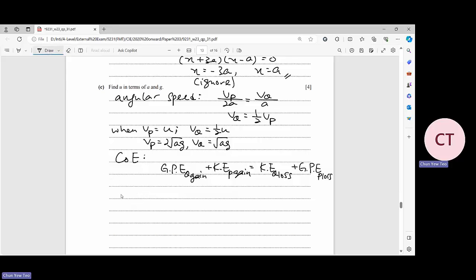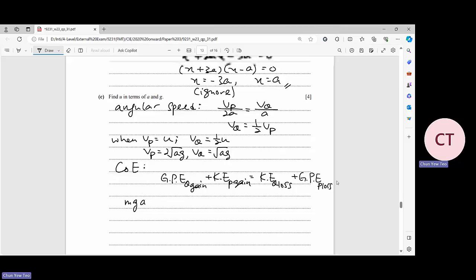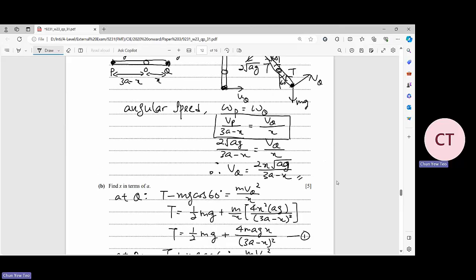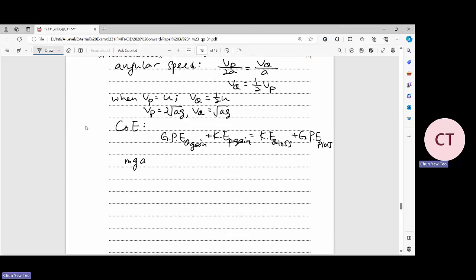What is the GPE of Q? GPE of Q is mgh. The h will be a. You're going for 60 degrees, right? Maybe I draw the diagram here. This is the a. This is the 2a. 60 degrees. Okay, so your GPE for Q, the height that is gained is a, so mga cos 60.